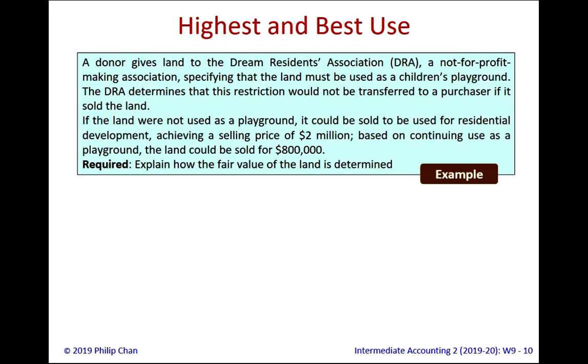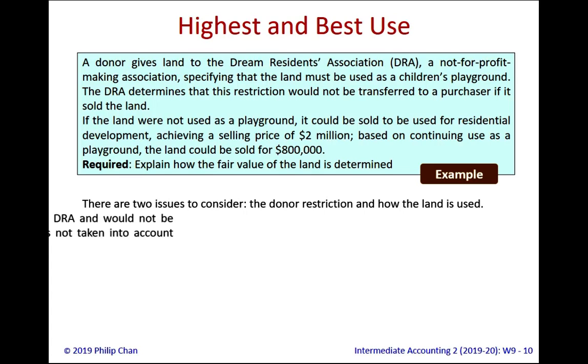And if they were continuing using it as a playground, then the land could be sold for 800,000. So now what you have to do is determine the fair value of the land. Now there were two issues that we need to consider. Number one is the restrictions by the donor. And number two, how to use the land. Okay, so how many alternatives you can use the land.